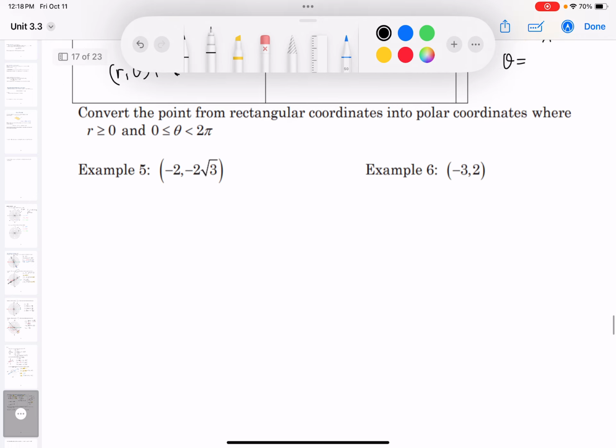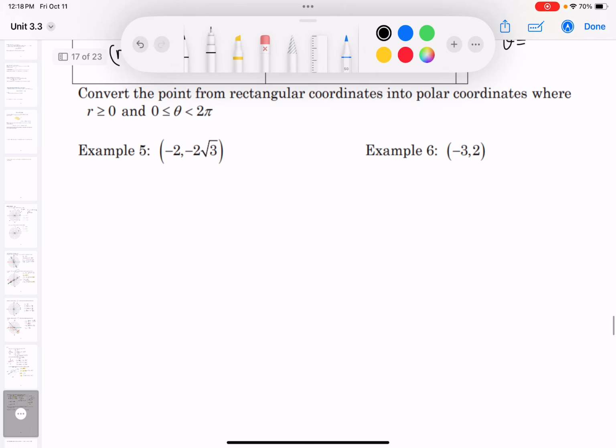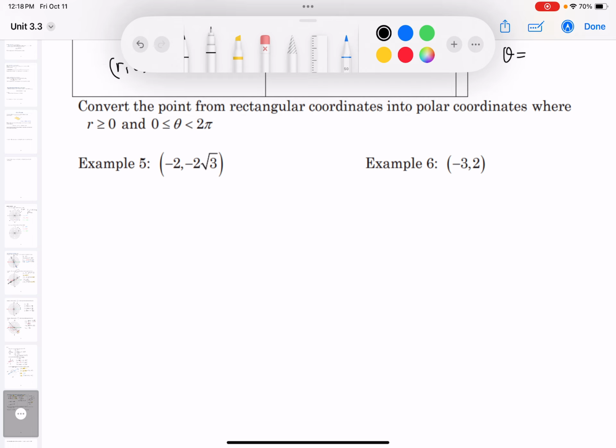Convert the point from rectangular coordinates into polar coordinates, where r is positive and theta is between 0 and 2 pi. That's one full revolution. What should I do first? I need to plot the point. By the given information, x comma y, I can find my point. So x is negative 2, y is negative 2 square root of 3. So the point is here.